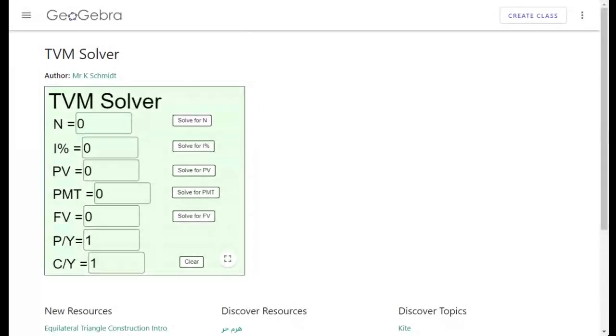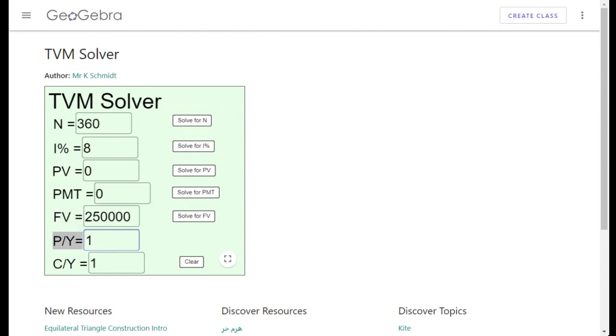Right here. So again, capital N, that's 30 times 12. I don't know if I can do that, but no, oh, it did. Wow, nice. So basically I typed in 30 times 12, which is the same as 360. I is 8. PV is 0, there's nothing in there initially. PMT, let's leave that alone because we're looking for that. FV is 250,000. Good.